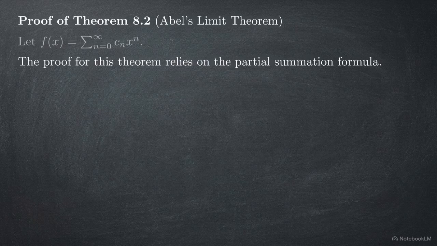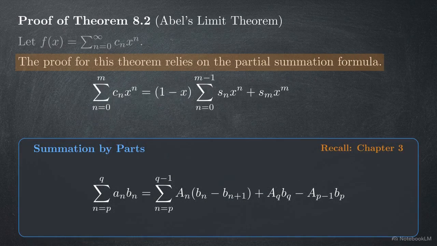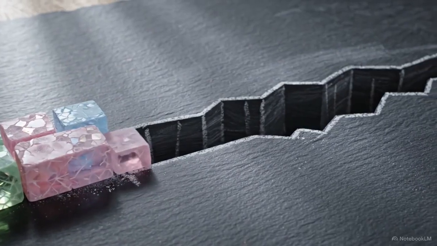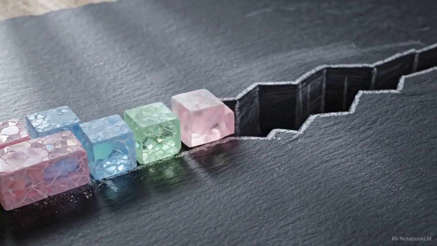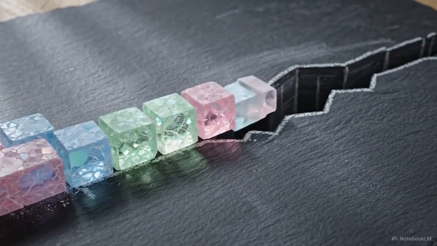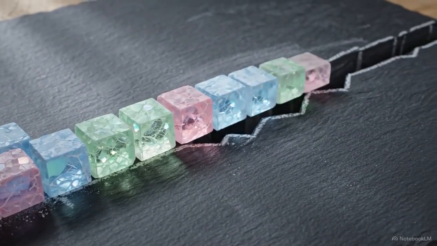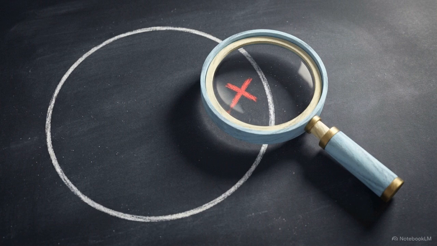The proof for this theorem actually relies on the partial summation formula, or a summation by parts, established earlier in Chapter 3. Power series are resilient. If they converge at a boundary point, their analytical structure remains intact right up to that edge. If we need to evaluate our series near the edge of its original domain, we face a mechanical problem. We have to recenter the expansion.